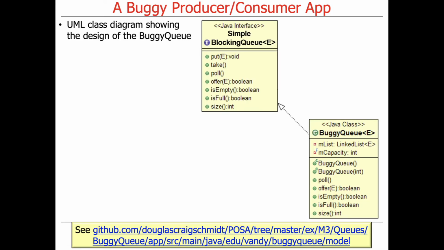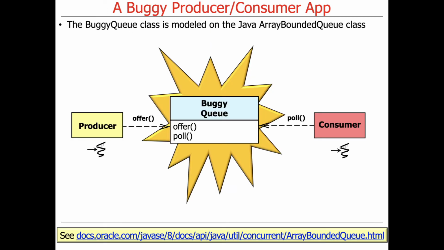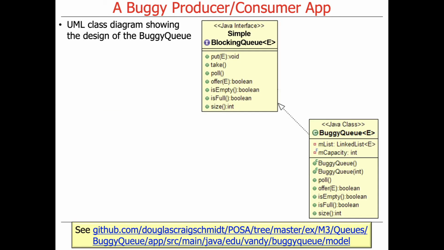Here's the UML class diagram showing the design of buggy queue. Buggy queue implements the simple blocking queue interface, which is basically what we're doing here, taking that from Java. And that will then have an implementation, as you can see here, that's going to implement methods like put, take, poll, offer, is empty, is full, size, and so on, except it's going to do it with a linked list and an int that keeps track of the capacity.